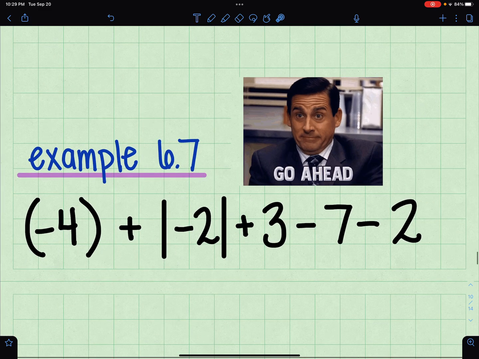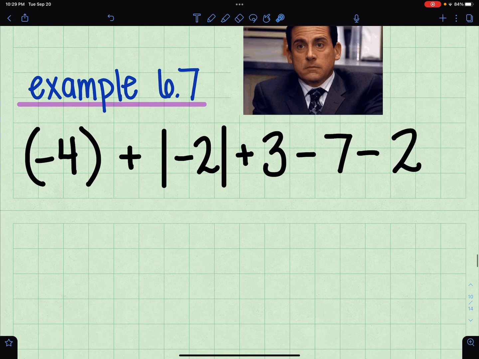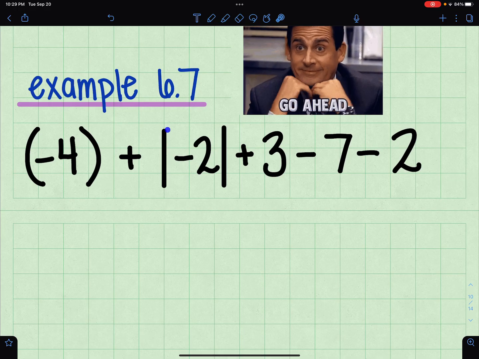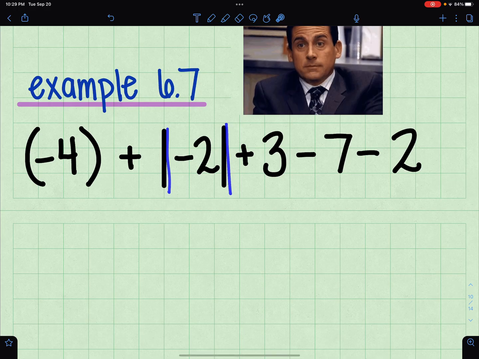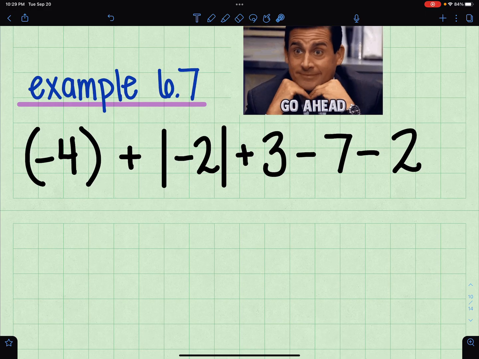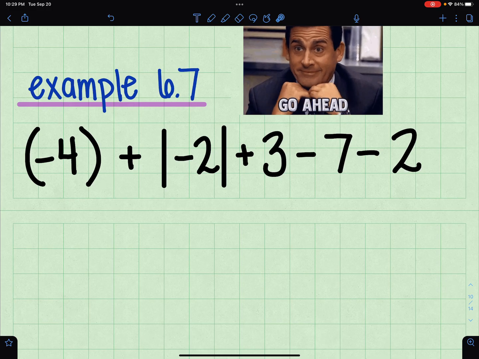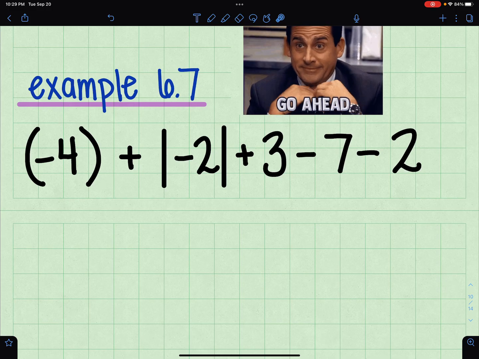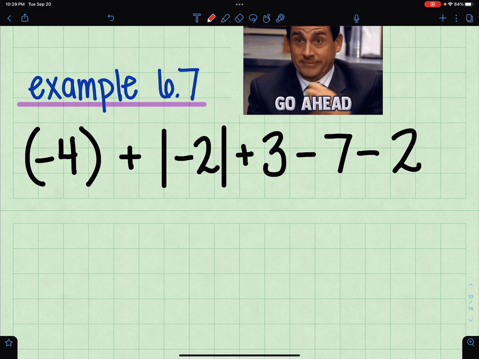All right, this one's trickier. I see what they're going to try and do to trick us. They stuck in some absolute values here. So what do we do with that? Let's just add the mental parentheses in first. We are going to stick with our steps because our steps have not failed us.